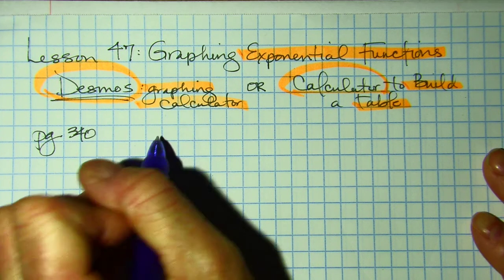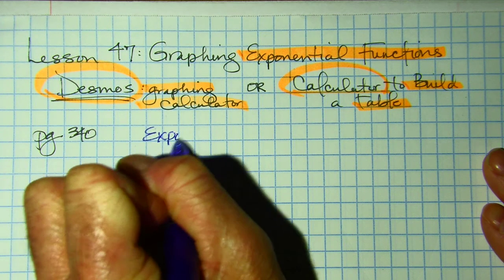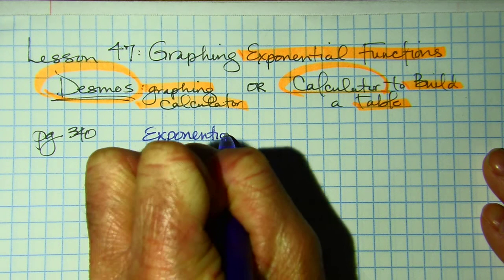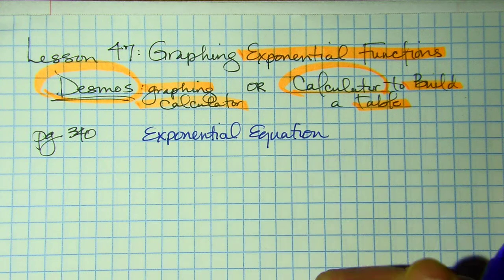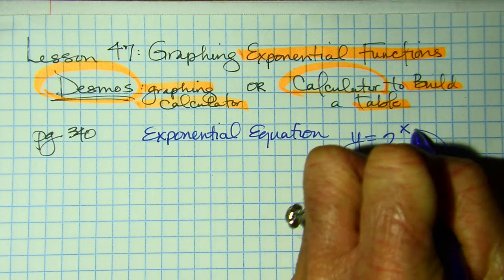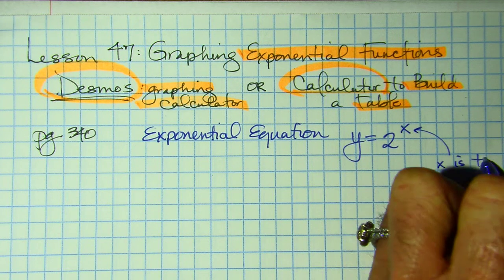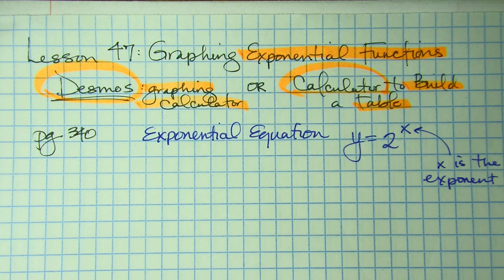So there are two kinds. First of all, an exponential equation is where x is the exponent. For example, y equals 2 to the x. Notice x is the exponent. So an exponential equation doesn't just have an exponent, it has x as the exponent. Okay, so x is actually in the place of the power.